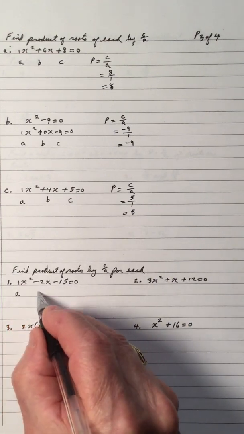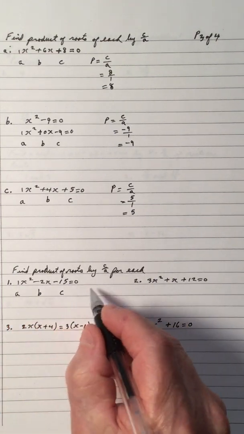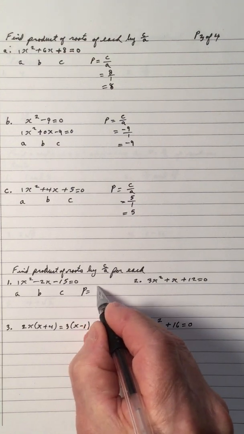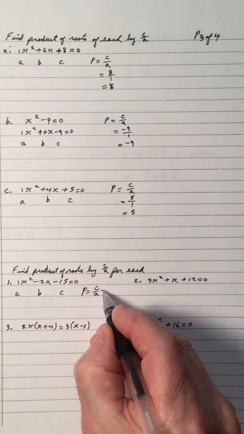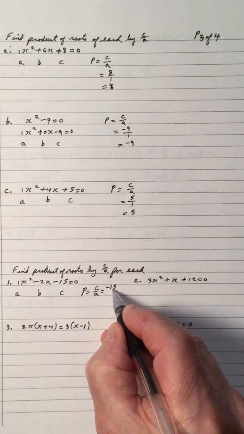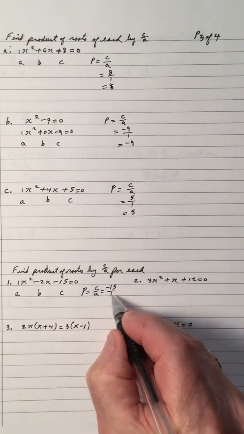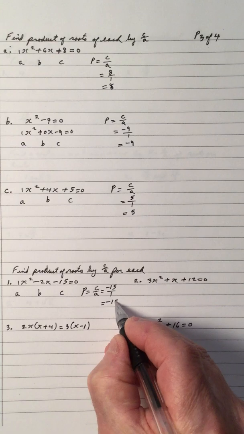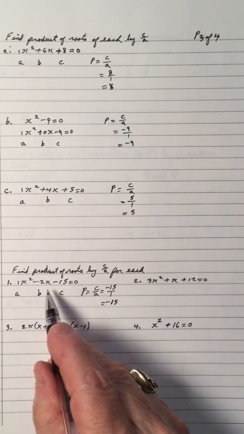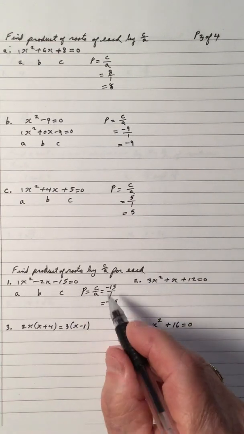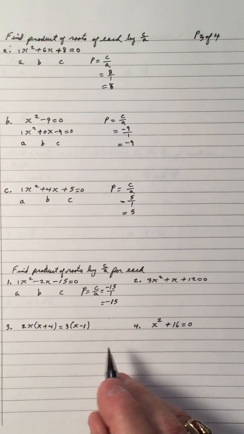Find the product of the roots by C over A for each. A is 1, B is negative 2, C is negative 15. So the product is C over A, which is negative 15 over 1. So the product of the roots is negative 15. So if you found the roots for these two and multiplied them together, you would get negative 15.